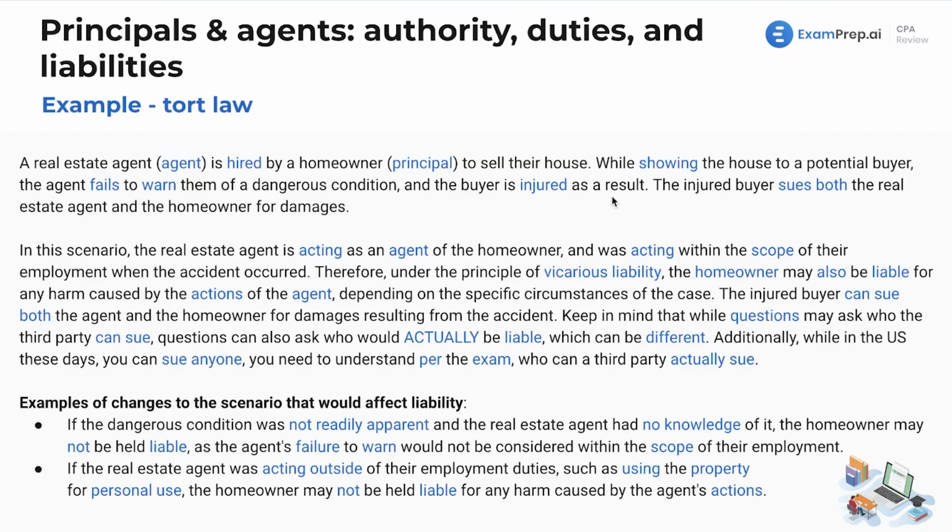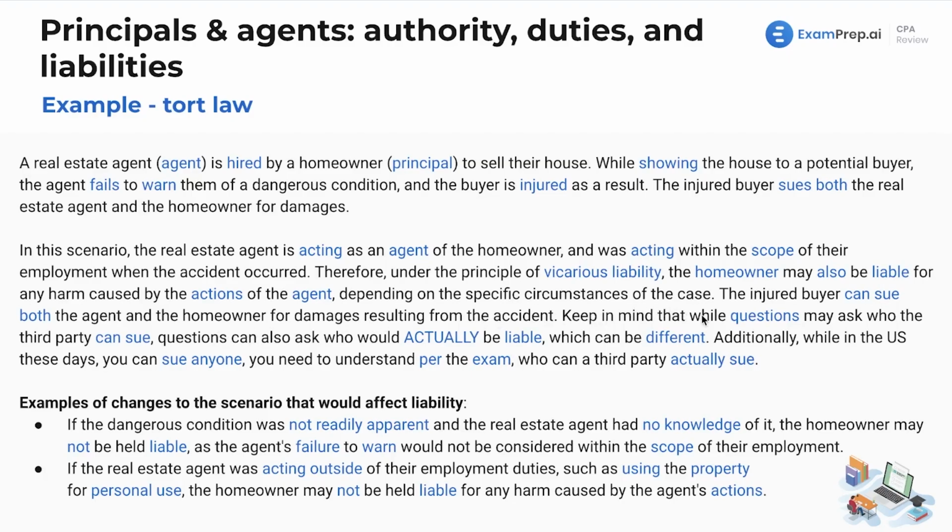Maybe there is a floorboard where we know it is worn out and the agent doesn't put a sign up, doesn't warn anyone. The buyer walks through and steps through it and breaks their leg. The injured buyer sues both the real estate agent and the homeowner for the damages. Now, in this scenario, the real estate agent is acting as an agent of the homeowner and was acting within the scope of their employment when the accident occurred. Therefore, under the principle of vicarious liability, the homeowner may also be liable for any harm caused by the actions of the agent, depending on the specific circumstances of the case. The injured buyer can sue both the agent and the homeowner for damages resulting from the accident.